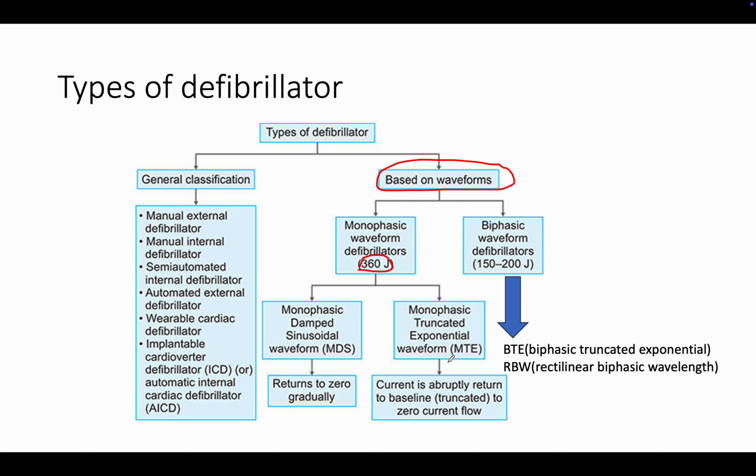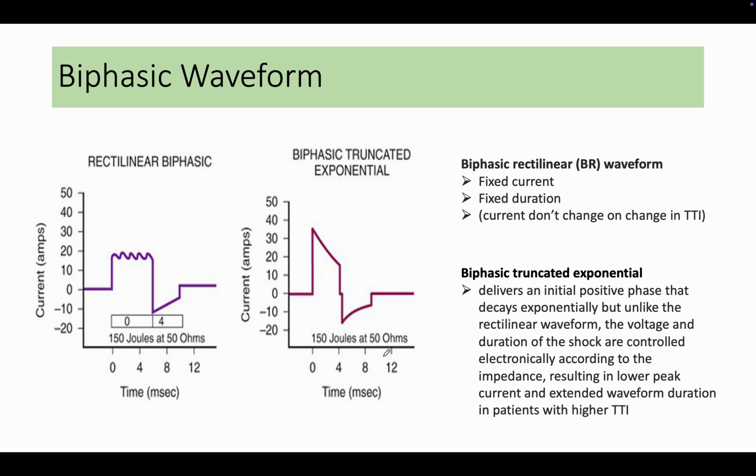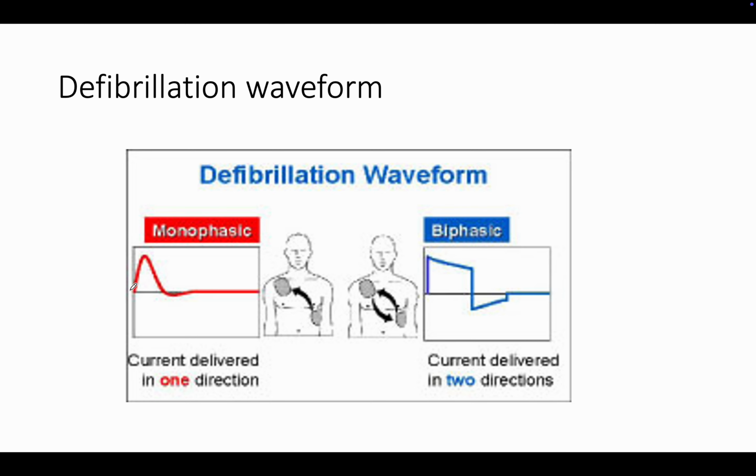So moving on to the description of these waveforms. As we know, if it's monophasic, only one current is delivered in only one direction, as shown in this figure. It goes in this direction and comes down. It goes in only one direction. But if it's biphasic, the current goes in both directions. That is, first there is a deflection, followed by a second deflection in the reverse direction. So this is the monophasic and the biphasic waveform.